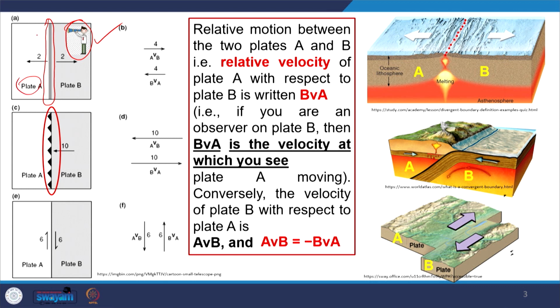You are looking at plate A, and it is moving away from you at 2 centimeter per year, and your plate is also moving 2 centimeter per year in the opposite direction. So, this 2 centimeter per year is called the half spreading rate, and the relative motion will be 2 plus 2 equal to 4 centimeter per year. This 2 centimeter per year, with which plate B is moving in this direction, is called absolute motion.